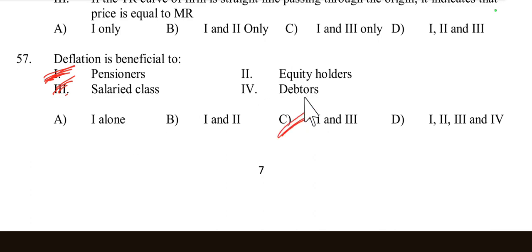And equity holders and debtors are not beneficiaries. Deflation can hurt equity holders because it tends to reduce profit and decrease the value of stock and dividends. So equity holders do not benefit. Debtors do not benefit because deflation increases the real value of debt, making it harder for debtors to pay back what they owe, because their debt becomes more expensive in real terms. So debtors and equity holders do not benefit. So here 1 and 3 are correct.